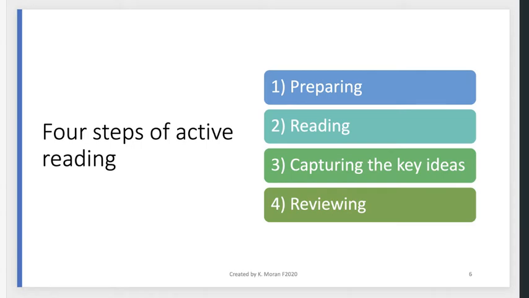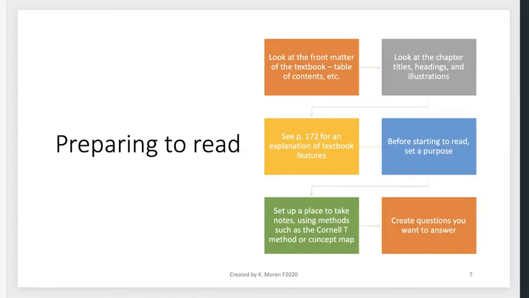Now, there are four steps in your active reading. The first step, of course, is preparing. So you want to make sure that you're all ready and set to go. The second step is actually doing the reading. The third is capturing your key ideas. And then the fourth is reviewing. So we'll get into these steps in more detail now.